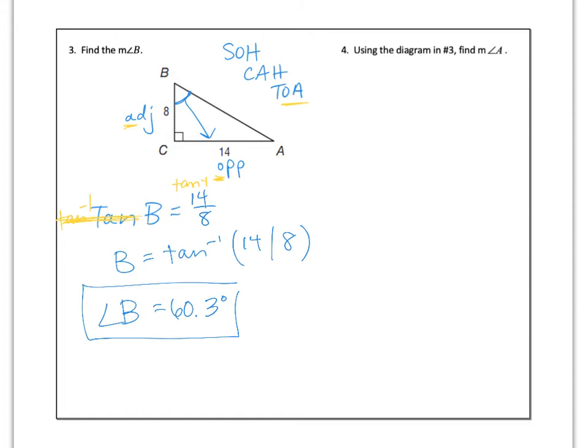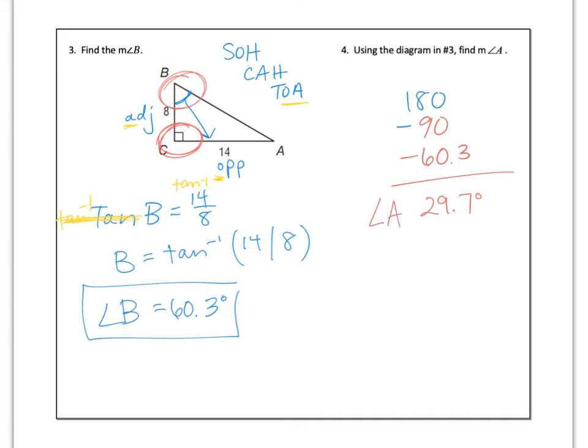Now number 4 says, using that same diagram, find angle A. There's a couple things you could do. Remember how the angles in a triangle add up to 180? So if you just take 180 and you subtract, let me show you, this corner is 90, right? So I'm going to subtract the 90, and then this corner that we just found is 60.3. If I subtract both of those from 180, so 180 minus 90 minus 60.3, 29.7 degrees is left. So angle A is 29.7.